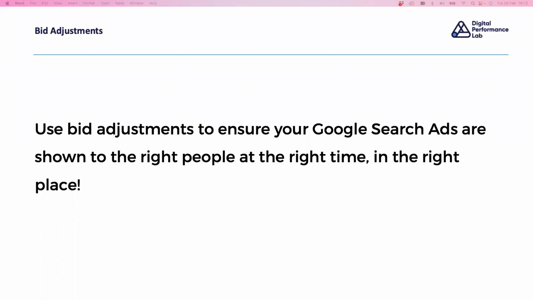Bid adjustments are an excellent way to optimize your campaign performance, ensuring your ads reach the right people at the right time in the right place. We recommend reviewing your bid adjustments quarterly.